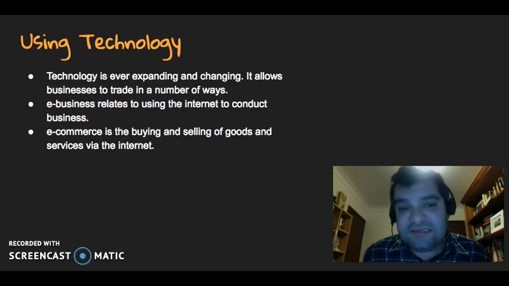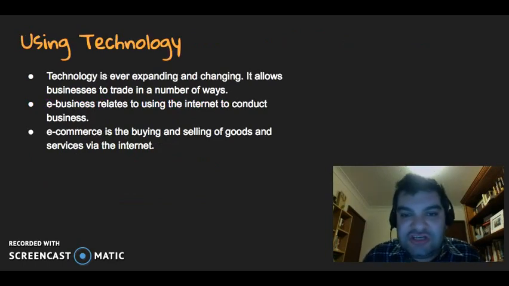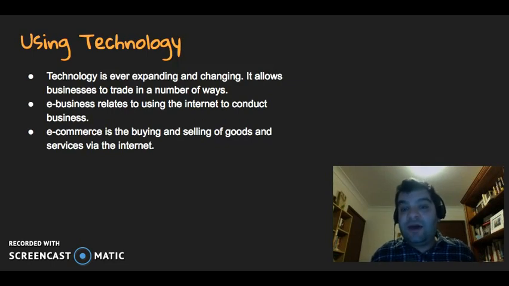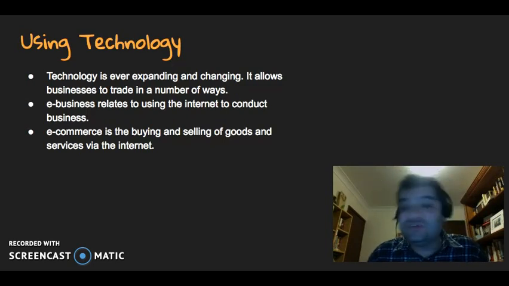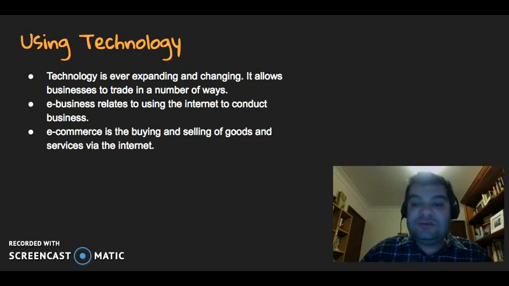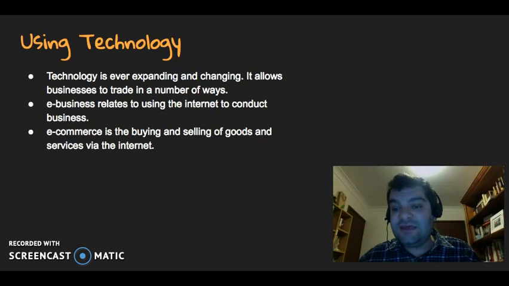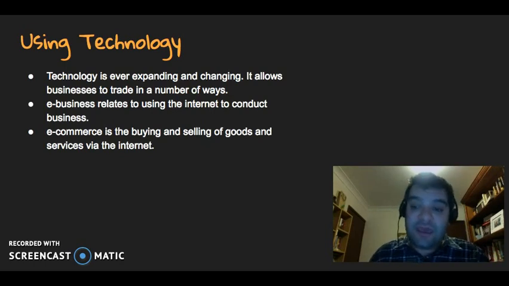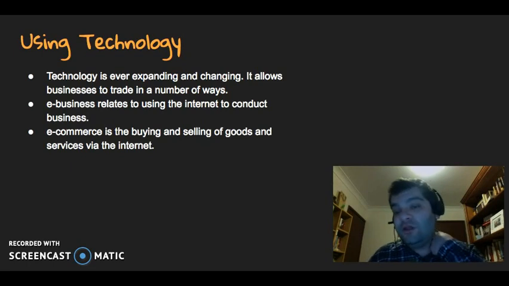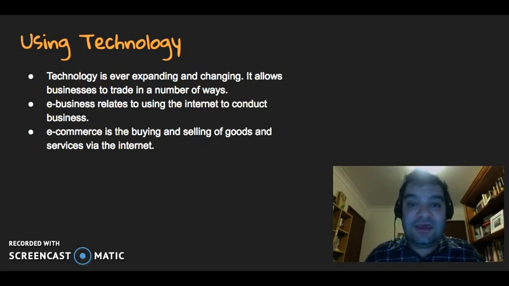And then also using technology. It's ever expanding, ever changing. It allows businesses to trade in a number of ways. Okay, for example, we've got e-business, which is using the internet to conduct the business, so through email, through Skype, conference calling, and that then leads to the idea of e-commerce, so the buying and selling of goods and services via the internet, which is something that's growing exponentially every month. Okay, it's a very big booming area where businesses need to work out, okay, well, if this is what all my competitors are doing, they're having a website where you can buy stuff, then why aren't we? Okay, that's an issue in their success and failure.